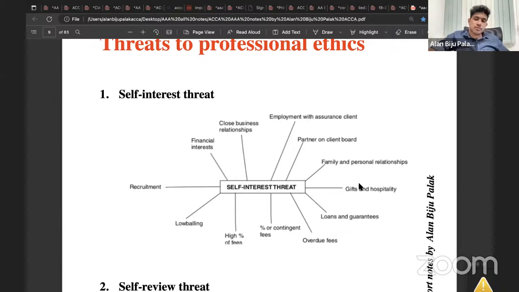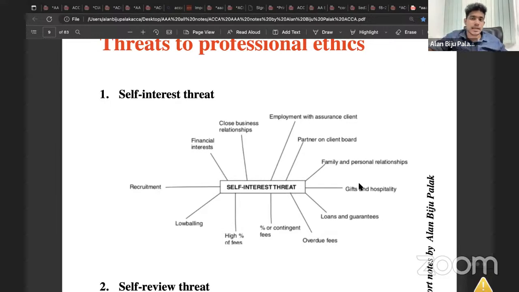So if the auditor is being offered any sort of gift or hospitality by the client, what do we need to do? Politely decline. Politely decline the request made by the client company, or whatever offer is being made by the client.